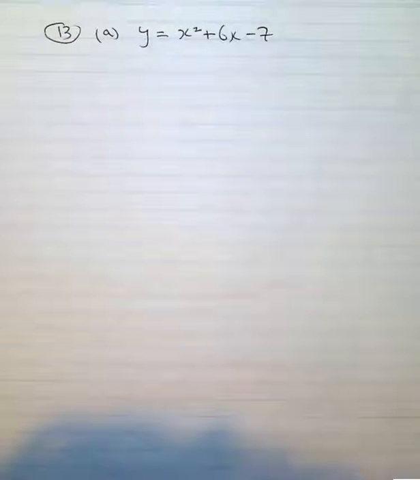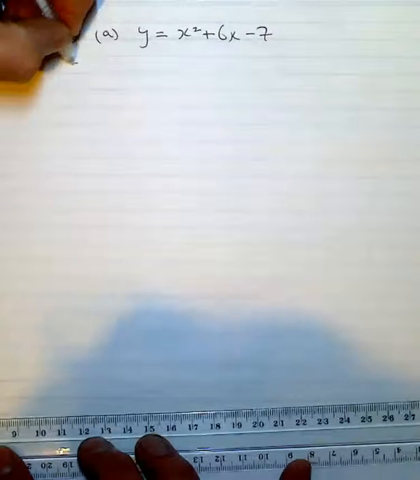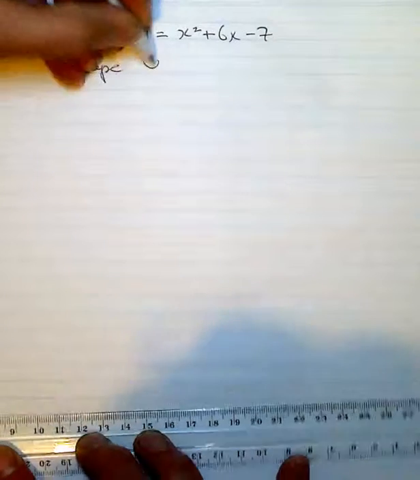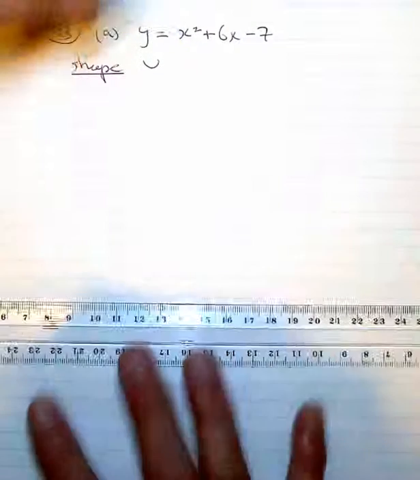Question 13, you're asked to sketch from go to woe all those particular graphs. Now they do vary in difficulty, and you will find yourself making use of the general quadratic in order to find x-intercepts at times. Now in the first instance, what we're going to do, we'll think about the following. The shape, it's going to have that nice smiley face.